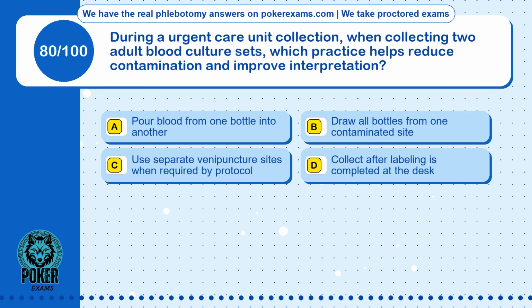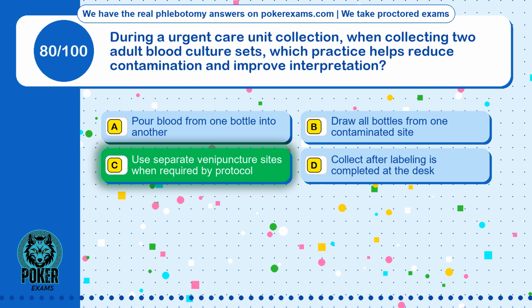Question 80. During an urgent care unit collection, when collecting 2 adult blood culture sets, which practice helps reduce contamination and improve interpretation? Option A. Pour blood from one bottle into another. Option B. Draw all bottles from one contaminated site. Option C. Use separate venipuncture sites when required by protocol. Option D. Collect after labeling is completed at the desk.